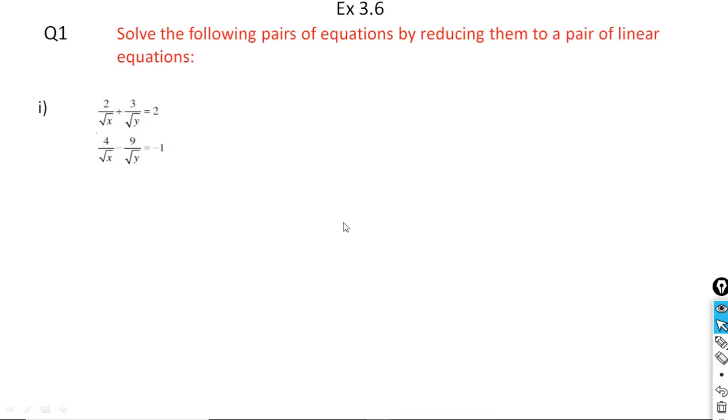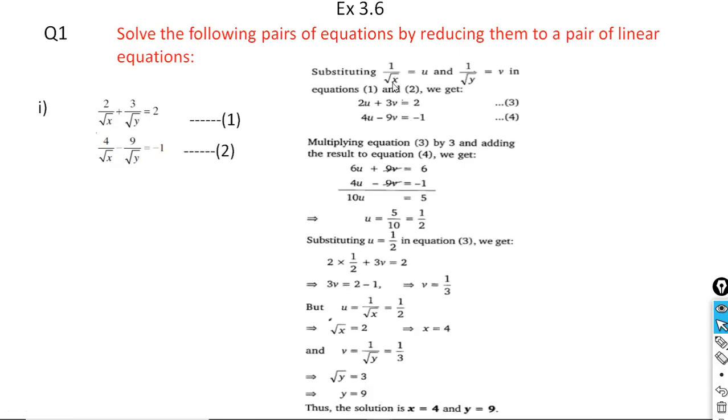Now here is the first problem. It is given 2 upon root x plus 3 upon root y is equal to 2, and 4 upon root x minus 9 upon root y is equal to minus 1. In this problem, we will substitute 1 upon root x as u and 1 upon root y as v. By substituting, equation number 1 and equation number 2 reduce to 2u plus 3v is equal to 2, and 4u minus 9v is equal to minus 1.